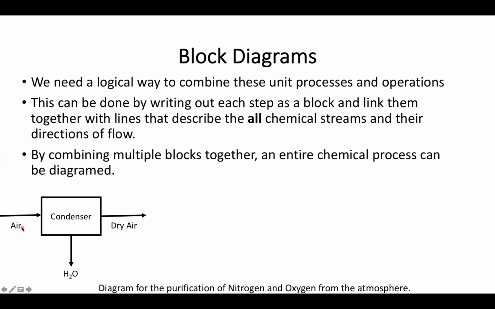So that's air. And then it's going to go through a unit operation. Specifically, I'm going to run it through a condenser. So this is going to typically pull out the least volatile components of air out. In this case, that would be water. And then what I'm left with is called dry air. So I have three chemical streams, one input, two outputs, and then I can specify each one of these outputs.